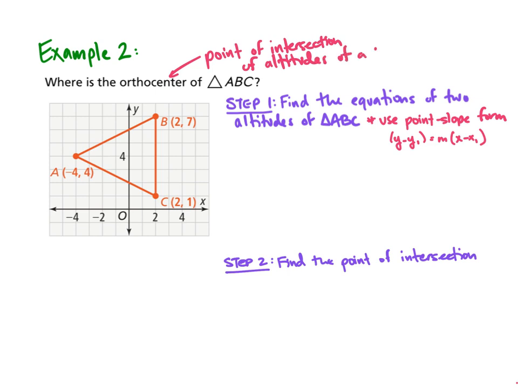of a triangle, right? So when it asks where is it, I think what they mean is what are the coordinates of that point of intersection? Because if we look, we have our triangle on the coordinate plane. So I think this question is asking us what are the coordinates of this orthocenter?